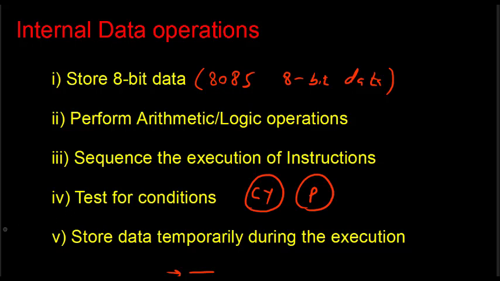Okay. Then the last, fifth one is to store data temporarily during the execution. Many times what happens, we want to store the data temporarily while execution is going on. So that area is called a stack. So we store the data onto the stack, and of course we can retrieve from the stack also. So it is done using the stack operation. So this is the fifth operation, which is to store data temporarily during the execution.